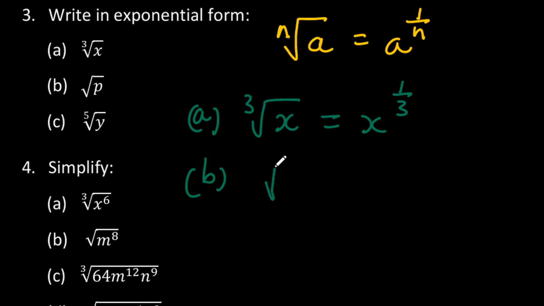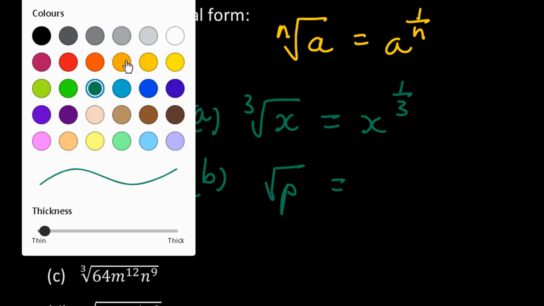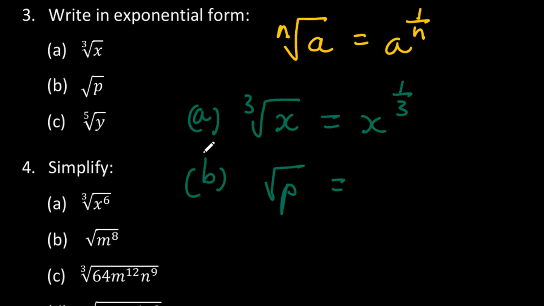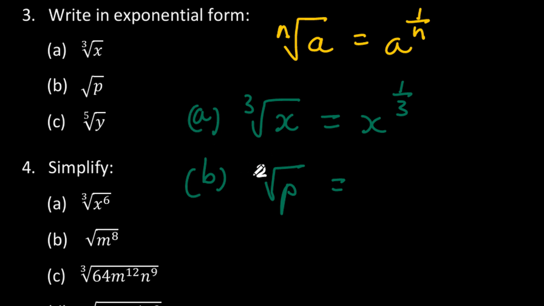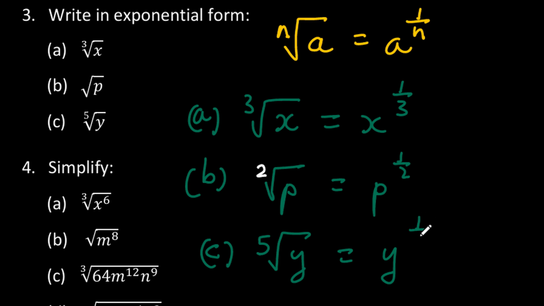Here we have the square root of p. Now, what's important to note, when we have a square root, there's a 2 here that we don't write. So then, applying this law, n is equal to 2, so this is going to be p to the 1 over 2. Let's look at c. We have the fifth root of y. So n is equal to 5 here, and applying this law, it's going to be y to the 1 over 5.